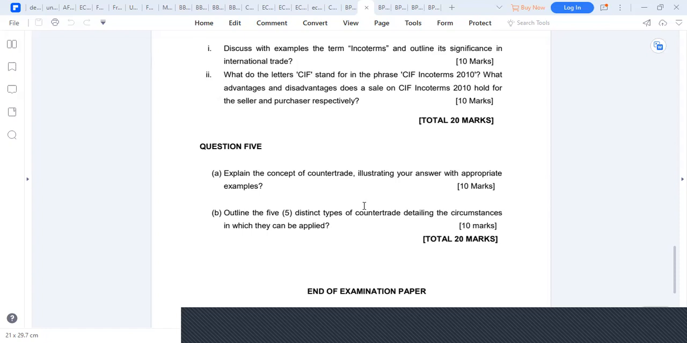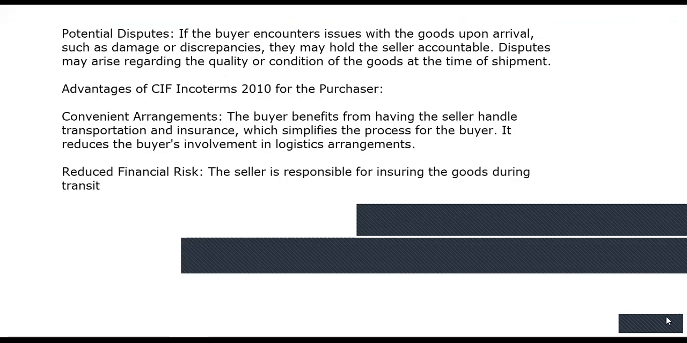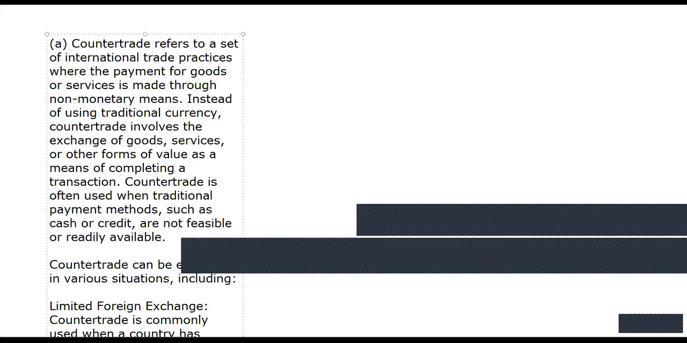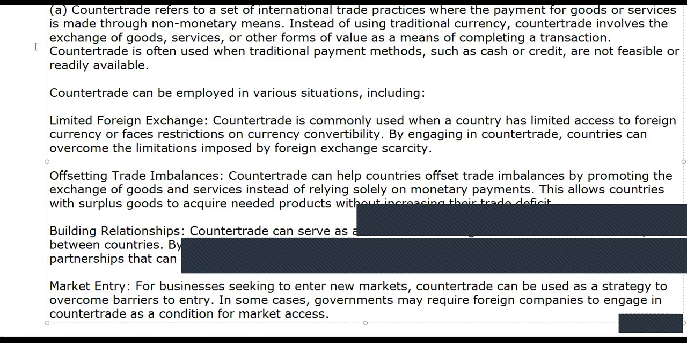So part A was supposed to be answered as follows. So counter trade simply refers to a set of international trade practices where payment for goods and services is made through non-monetary means. So this means that instead of using a traditional currency, counter trade involves exchange of goods and services rather than forms of value as a means of completing the transaction. So counter trade is often used when traditional payment methods such as cash or credit are not what?